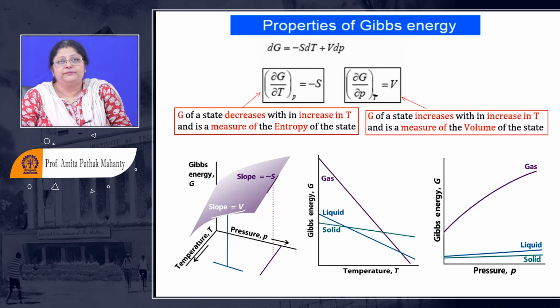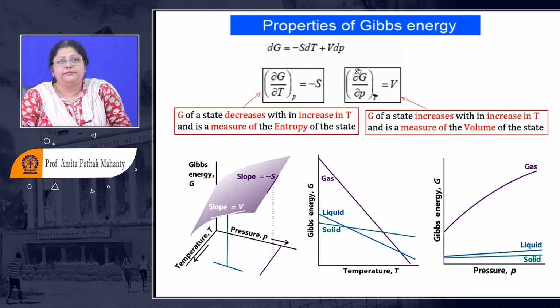So this is understood. Since the entropy is increasing from solid to gas, the slope is going to be steeper, but the sign will always be negative because from the fundamental equation, G will decrease with increase in temperature. And since that's the measure of the entropy, the higher the entropy, the steeper the slope is. But the slope sign is going to be negative because it's coming from the expression. It does not mean the entropy is negative, right?